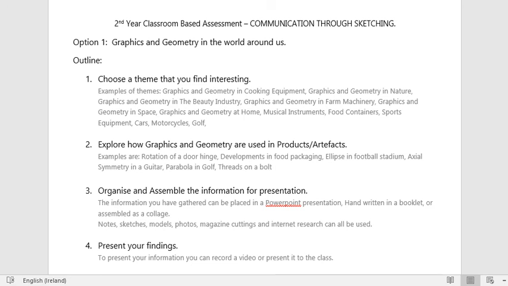So graphics, for example, might be axial symmetry. Graphics might be a development of a box, and geometry in the world around us. So geometry is to do with angles and shapes and patterns. So the midpoint of a line would be something to do with geometry. So you're going to find all the different aspects of graphics and geometry in the world around us.